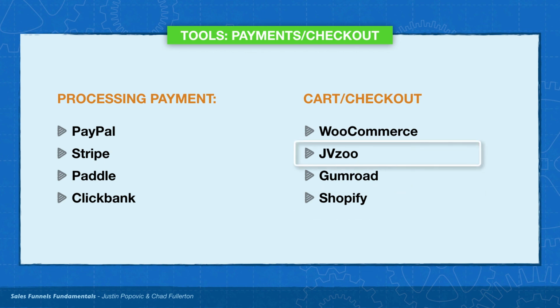JVZoo is one that both myself and Justin have used in the past. It integrates with PayPal and Stripe. So essentially, you need to have a PayPal or Stripe account to start using it, and it just gives you a couple of extra things. The advantages are a marketplace, so people can find you if you're brand new and don't have a list, and you don't have anyone to sell to. People can find your product through their marketplace.